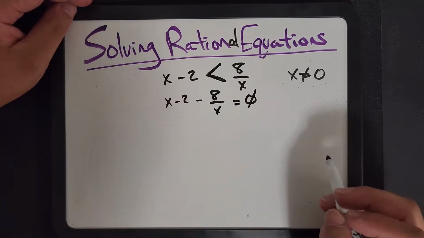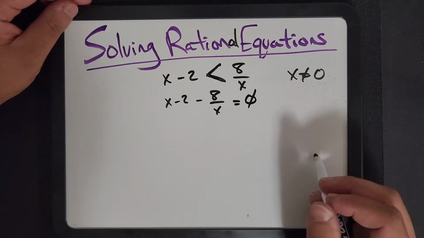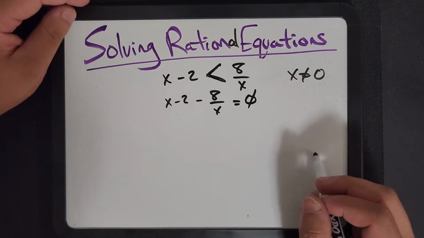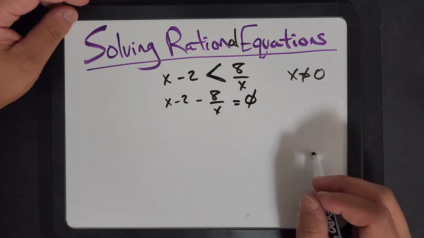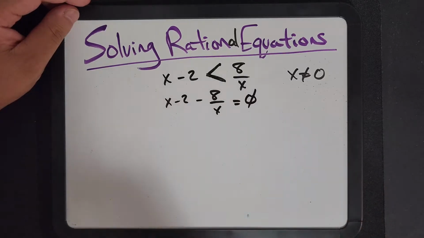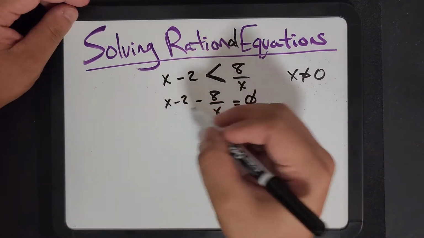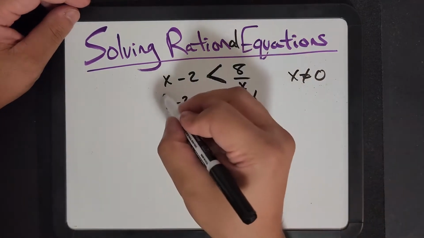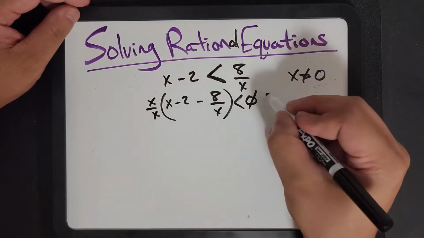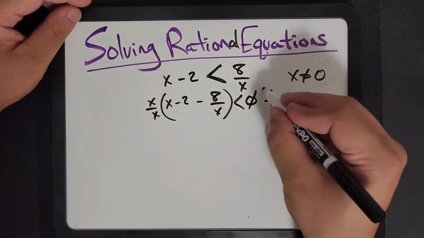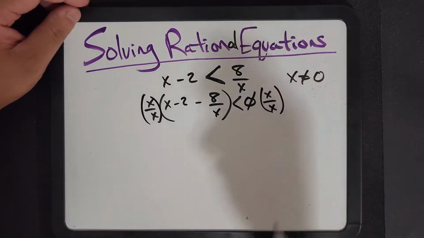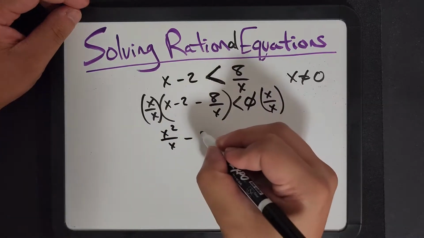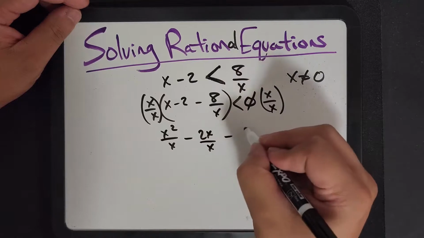And that leaves me with, what I'm going to do is multiply all the items here by x over x. I don't know why I put equals, it should be like that. x over x is 1, so I can multiply by 1. So I'm left with x squared over x minus 2x over x minus 8 over x.